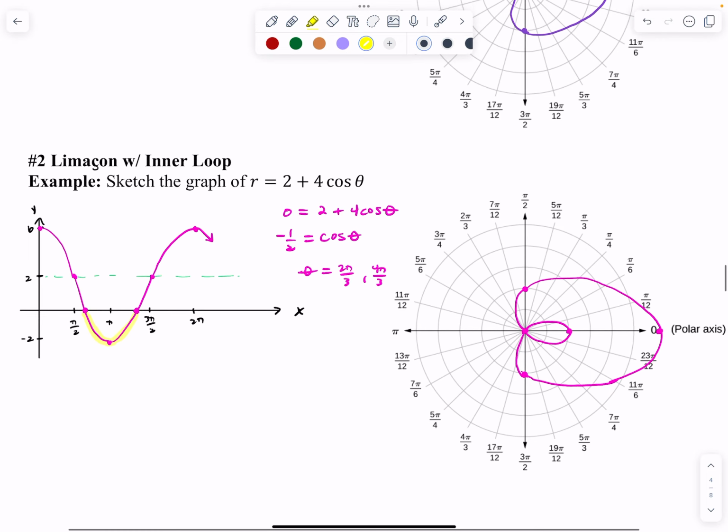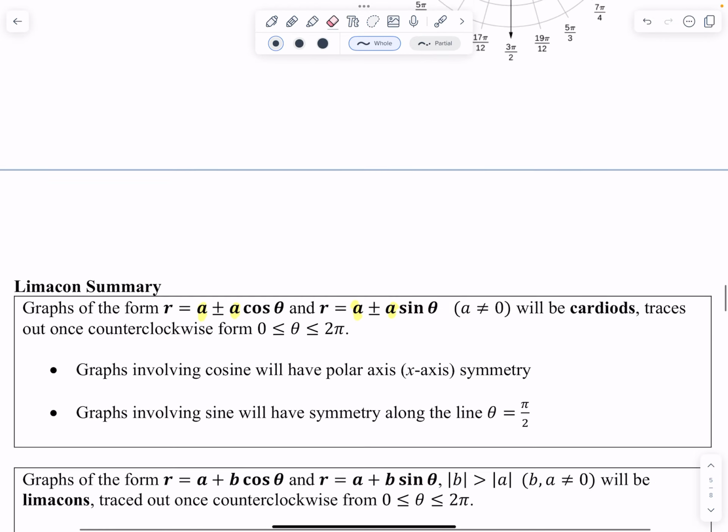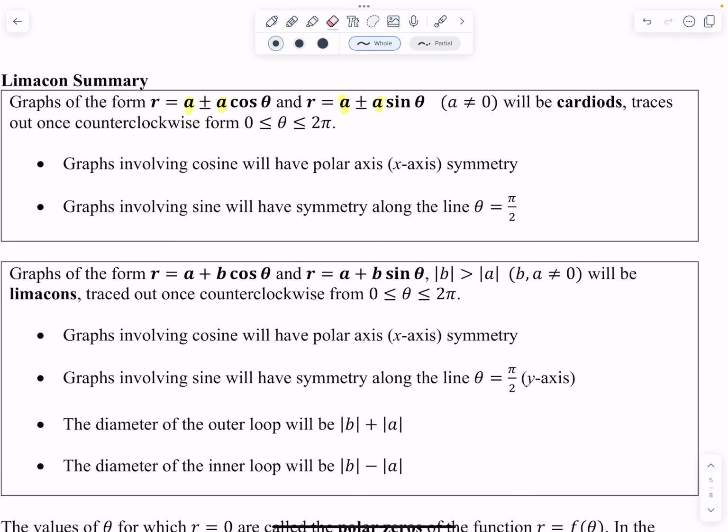But in the case that B is greater than A, so let me use a different color here, that B is greater than A, or at least the magnitude of B is greater than A, where the graph of cosine, like in the xy plane, we would think of that as the shift is less than the amplitude, so the graph dips below the x-axis, and that's what causes the loop for either the sine or the cosine equation.